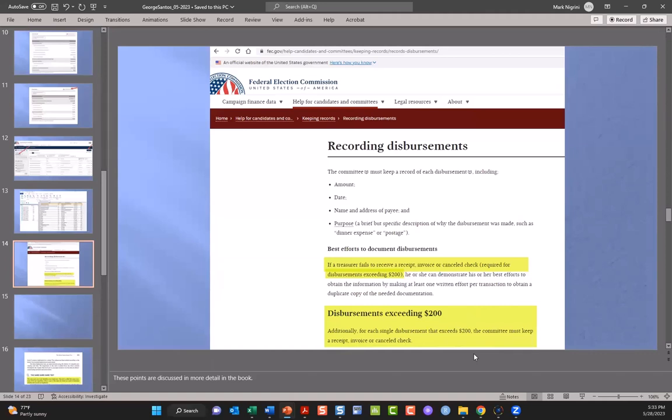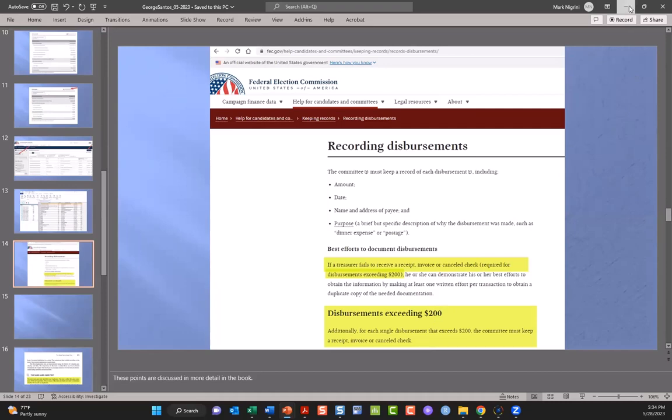Can you summarize what these are here? Receipt, invoice, or canceled check? It's documentation. A receipt, an invoice, or a canceled check. We want documentation when it exceeds $200.